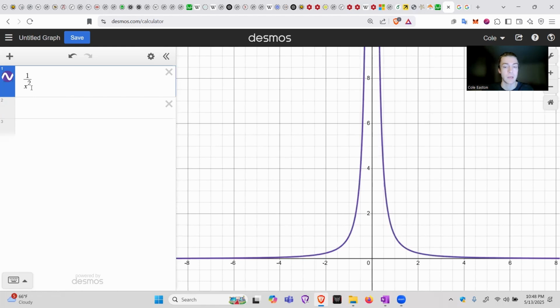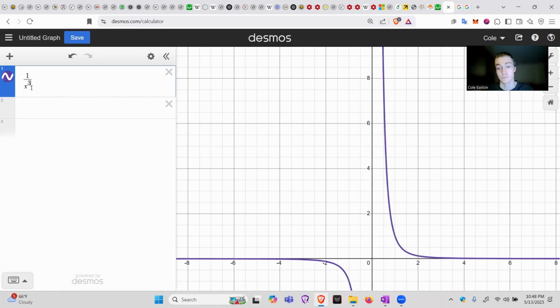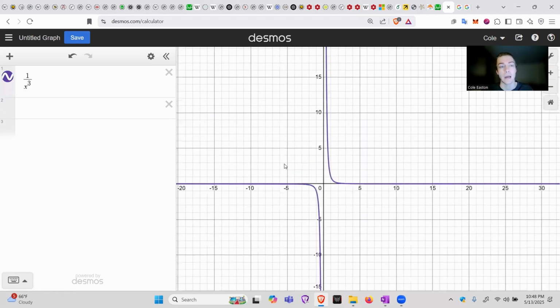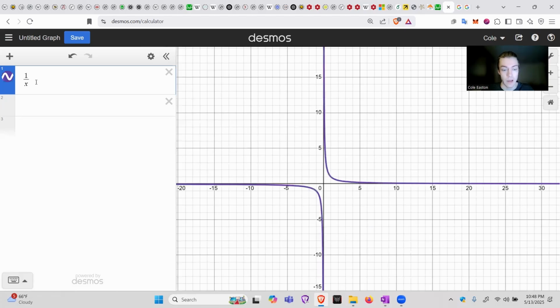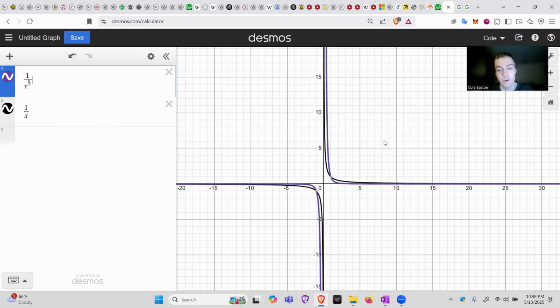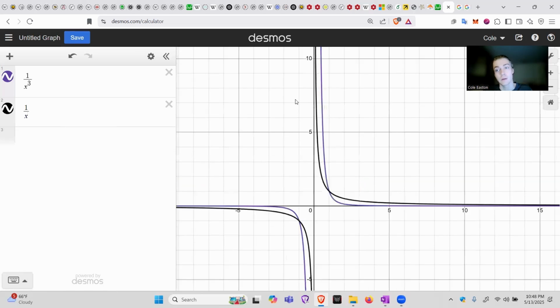Let's go and try x cubed. What do you think it's going to look like? Looks sort of similar to 1 over x, right? This is 1 over x cubed. And this is 1 over x. Actually, let me just graph them both so you can compare. So you see the 1 over x cubed graph here. It essentially approaches infinity near 0 more quickly, right?